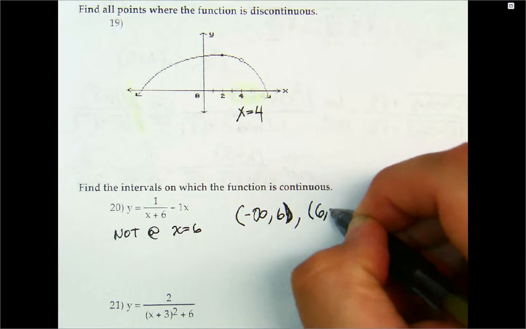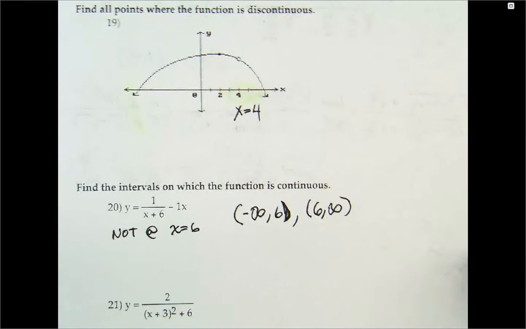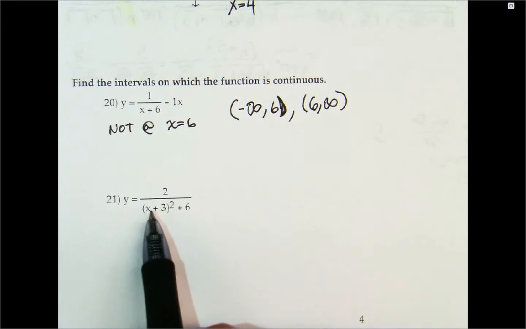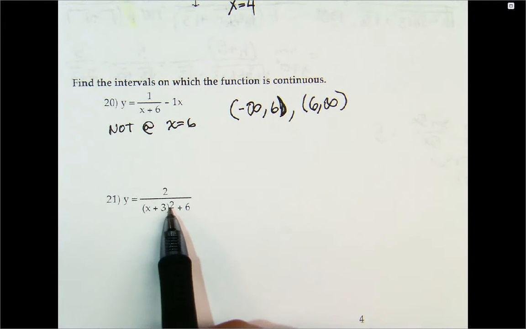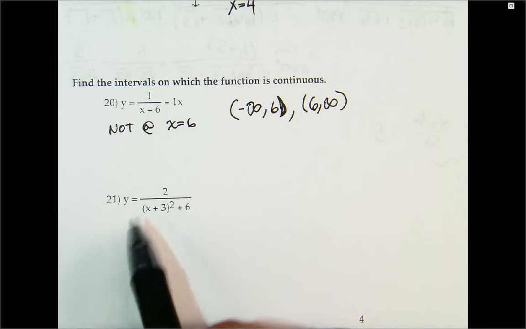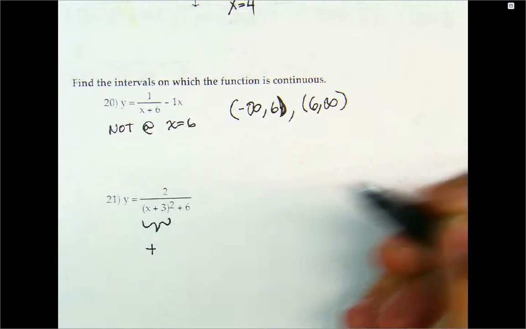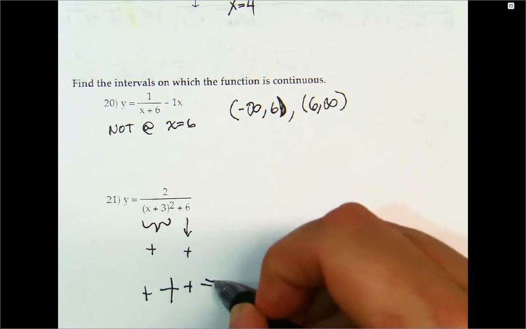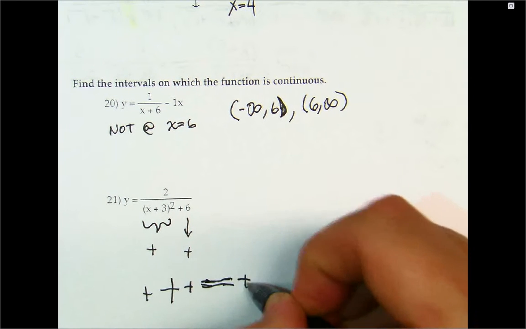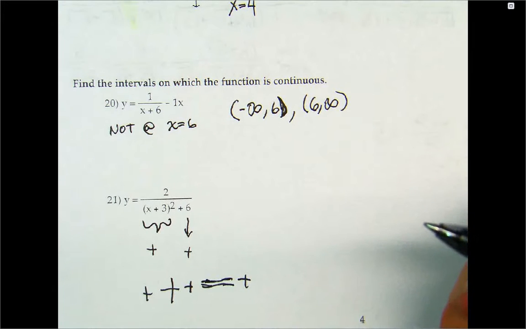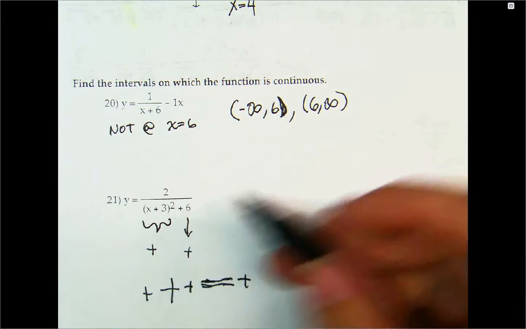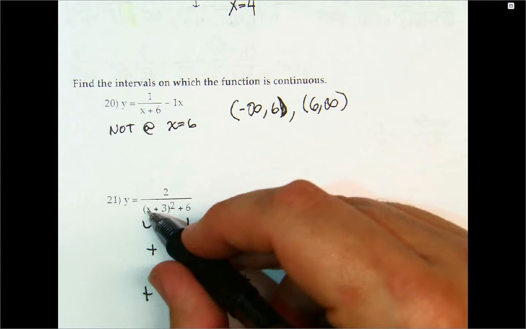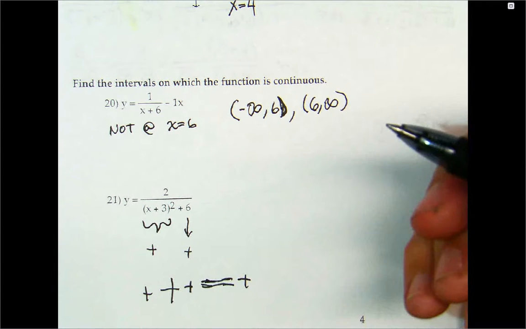Now for 21, the final one: if you square anything, are you going to get a positive or a negative number? That's what you want to ask yourself. This is going to give me a positive number. This is a positive number. A positive number plus a positive number is equal to a positive number. Is it ever going to equal 0? Can I get that into a negative 6 plus 6? No, I can't. So this is continuous everywhere. No matter what x I put in, I'm still going to get an answer. So this is continuous on all real numbers, so it's the open interval from negative infinity to positive infinity.